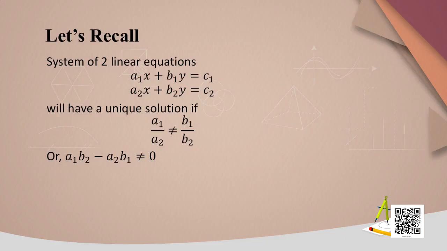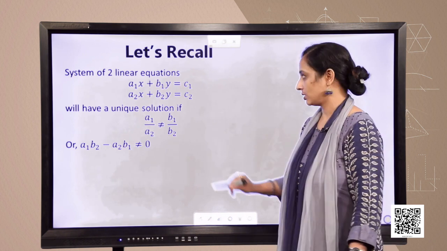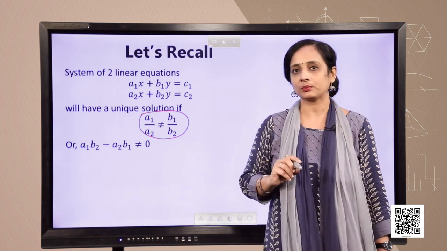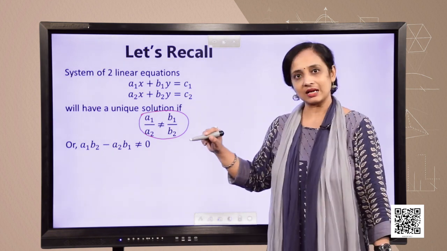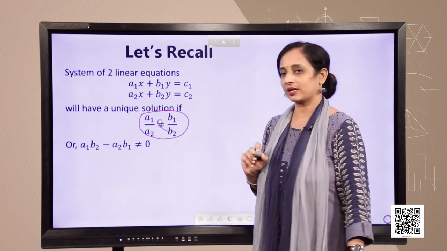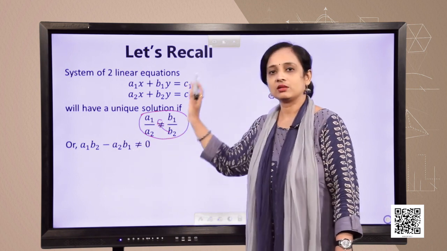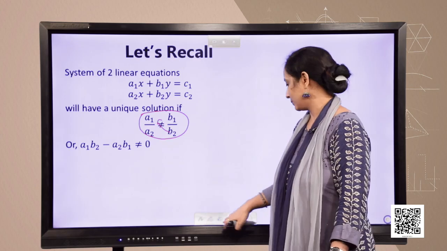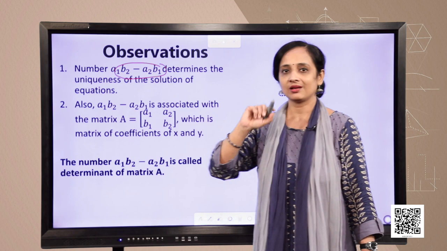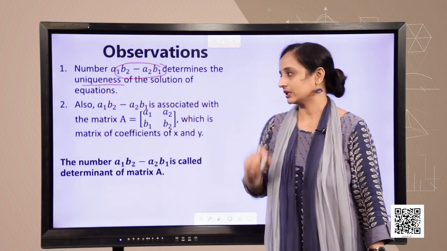So let's learn further. This system of linear equations will have a unique solution if a1 by a2 is not equal to b1 by b2. This you have done in class 10. So if I'll just cross multiply this b2 by this a1, what will I get? a1 b2 minus a2 b1. This must not be equal to 0. So this number a1 b2 minus a2 b1, this determines that solution of the equation is unique.